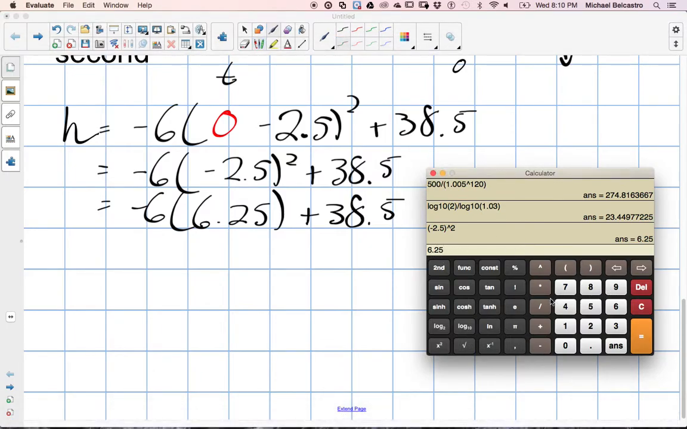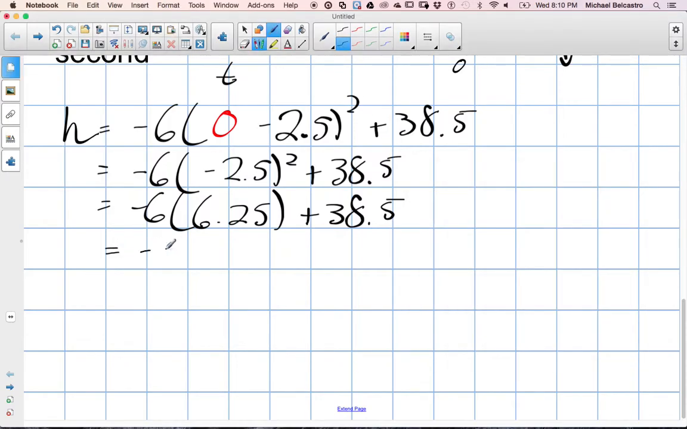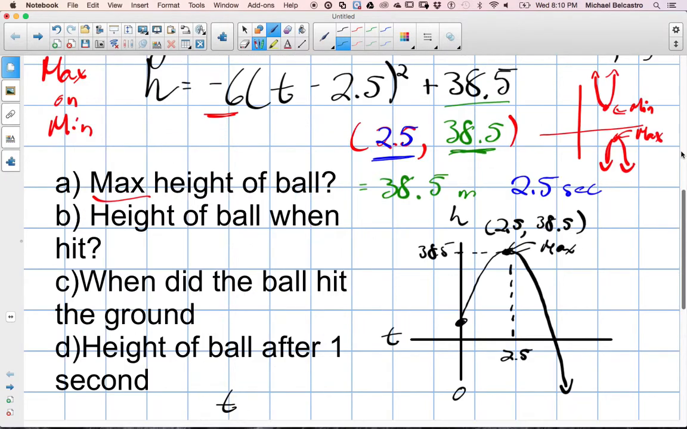We take that 6.25 and we multiply it by negative 6. We'll get negative 37.5. So now we have negative 37.5 plus 38.5, and I'm going to tell you that that equals 1. So remember, height was in meters, so the height of the ball when hit is 1 meter. That's the height. Approximately here, obviously this is not to scale, because if that's 1, that's 38. The ball was hit at 1 meter in height.